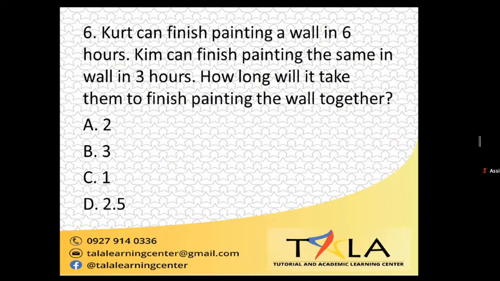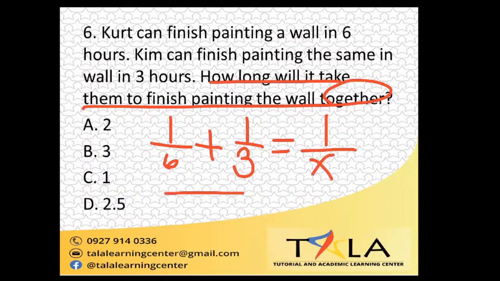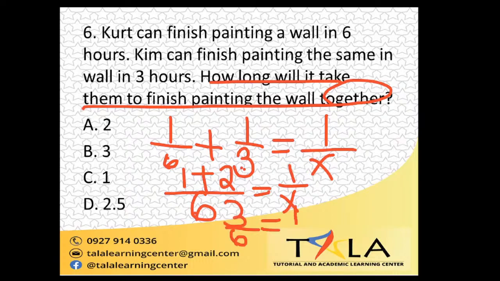Next. Okay. Kurt can finish painting a wall in 6 hours. So, ganun din yung concept kanina. So, 1 over 6 plus 1 over 3, that's work, equals 1 over how long will it take to finish them together. So, yun ang hinahanap. Kaya x. Okay? So, 6, and then dahil 6 naman to, copy, and then divide. 6 divided by 3, that's 2 times 1, 2, equal to 1 over x. So, you have 3 over 6, or 1/2, equal to 1 over x.